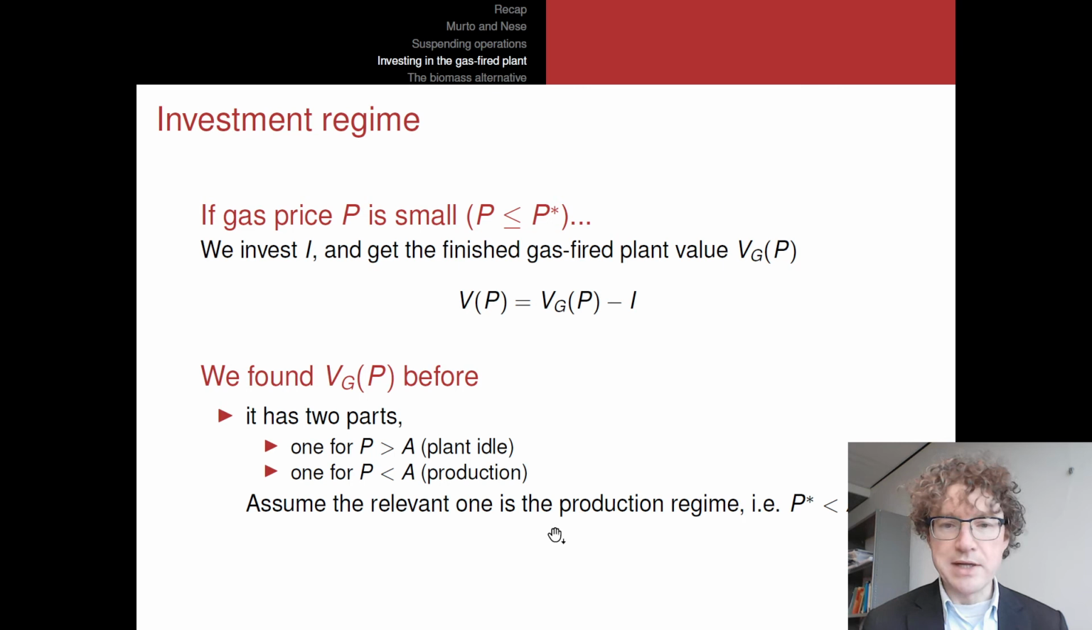And we're of course going to make the assumption that once we make the investment decision, so we're still in this green field here, to build this plant, we'll certainly wait for a gas price which is below A itself, below the electricity price, because otherwise you would build a plant which first sits idle and there's no use in that. So this P star will certainly be below the electricity price A, because otherwise you better wait a bit. Okay, so we know what VG of P is, and it's this production part of the value of the gas-fired plant.